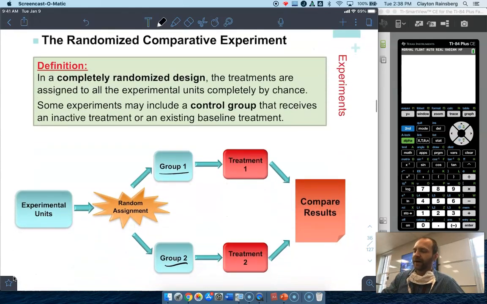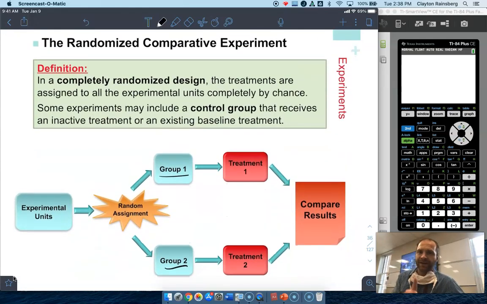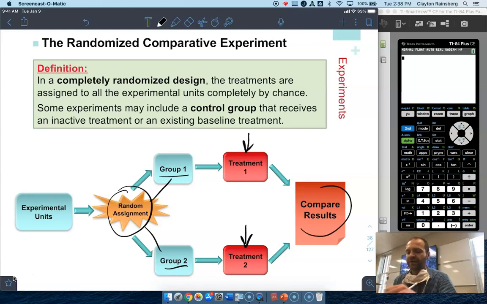First, I know this is not on yours, but that's because we want the first thing you see to be a good experimental design. Now, this is a good experimental design, and we'll go over the principles a little bit later. You have your experimental units, you're doing random assignment, you have different groups they're going to, you're imposing a treatment on the groups, and you're comparing the results, the responses. That's a good randomized comparative experiment.